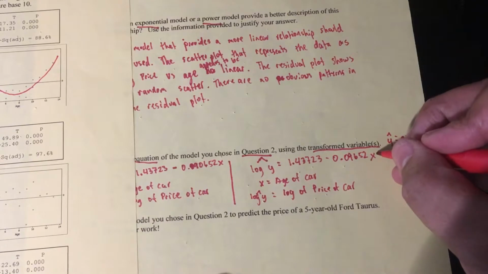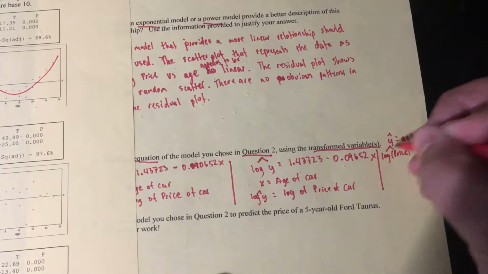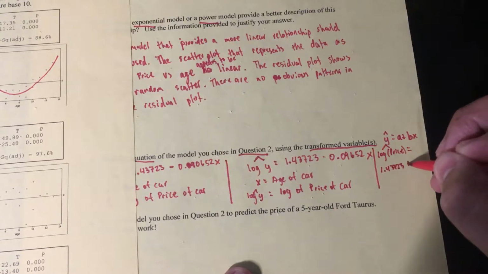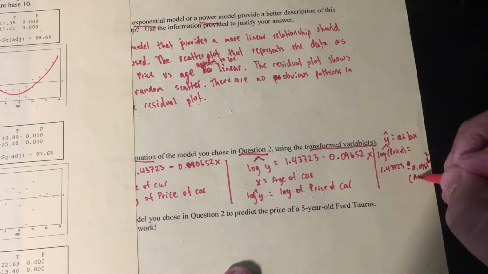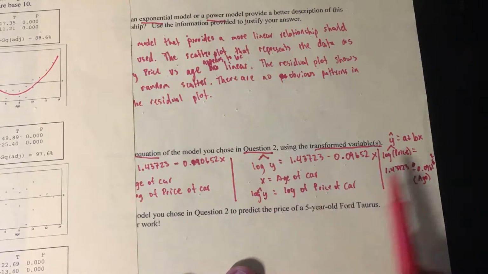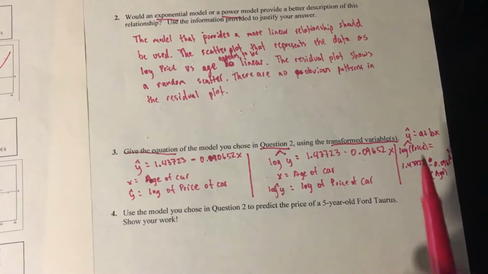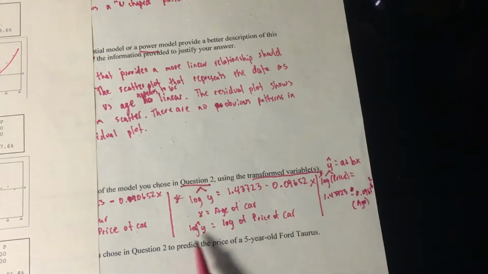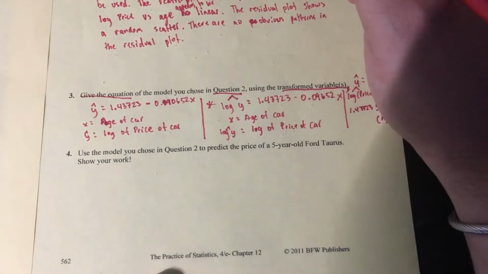There's a third way you could have written this. Log of price is equal to the same equation, 1.43723 minus 0.09652 multiplied by the age. Then you wouldn't have to write the other part because you wrote it straight into the equation. All three of these are fine. I suggest you do either this one or this one, but it needs to be indicated what is the x and what is the y. That is important.